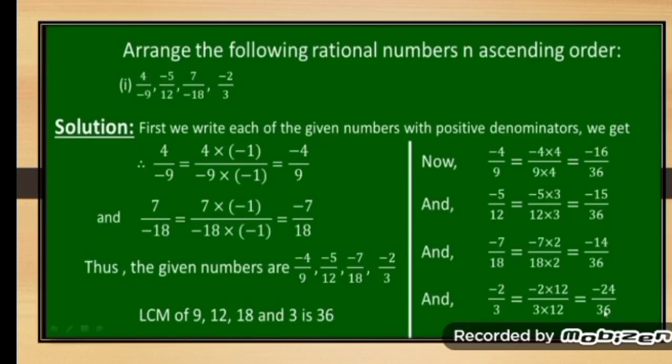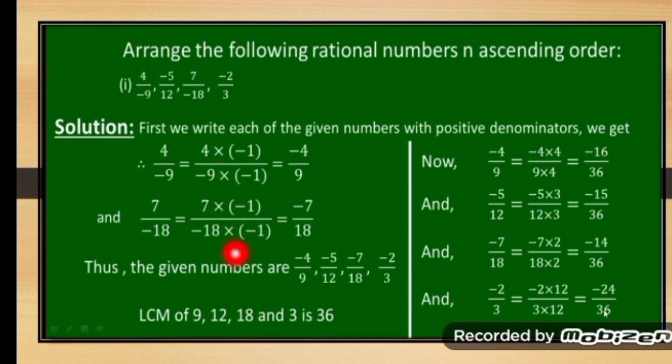See one more example of ascending order. In this example, we have to arrange these rational numbers in ascending order. You can see that the denominator of the first rational number and the third rational number is negative. First, we will make these denominators positive. You can directly take the minus sign to the numerator, or you can multiply both numerator and denominator by minus 1 to make the denominators positive.